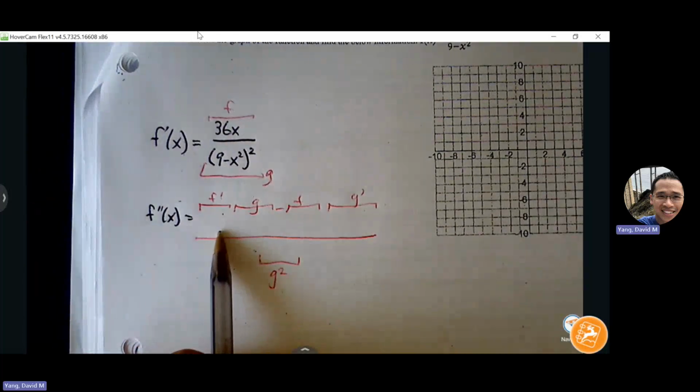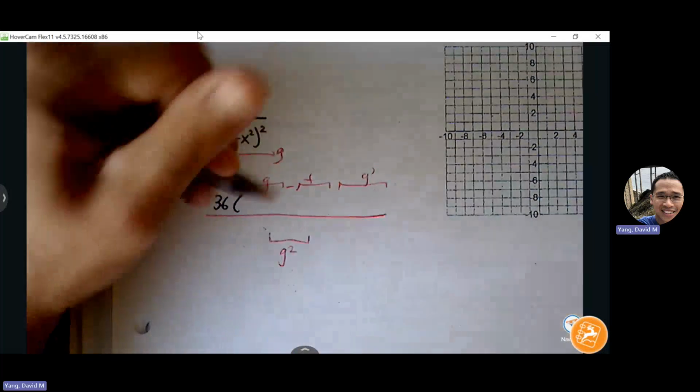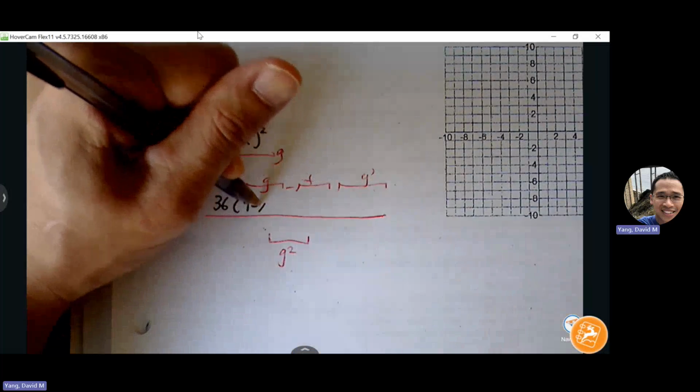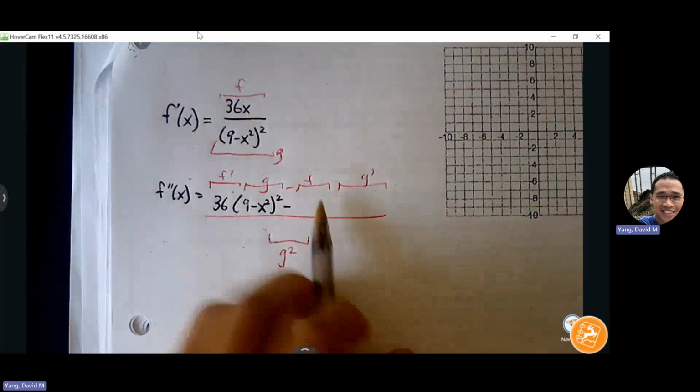Okay, what's F prime going to be here? 56. Keep the 9 minus x squared intact. Back to F.